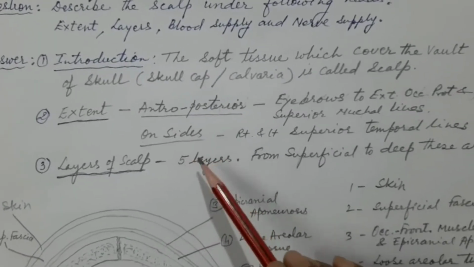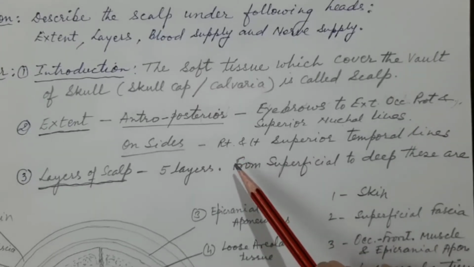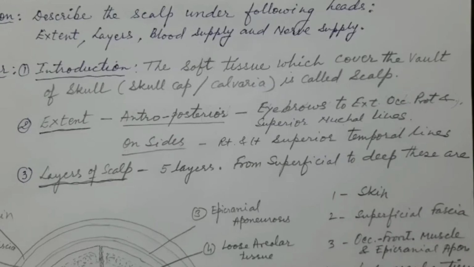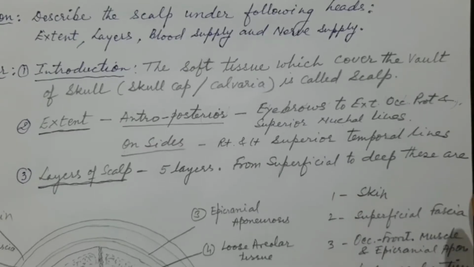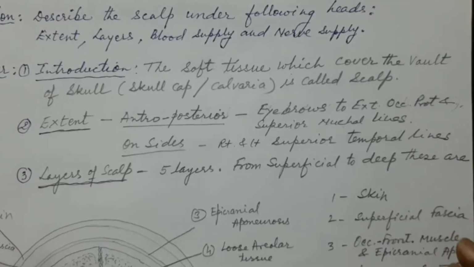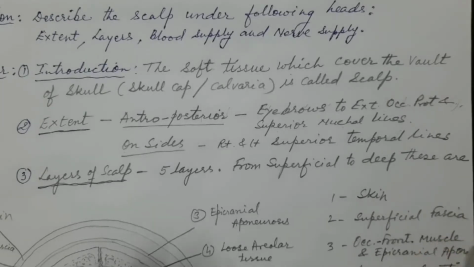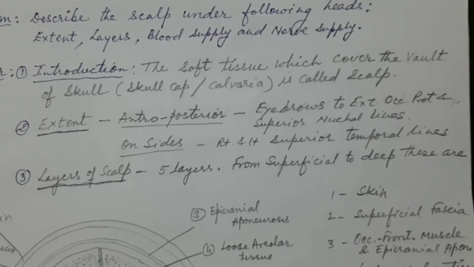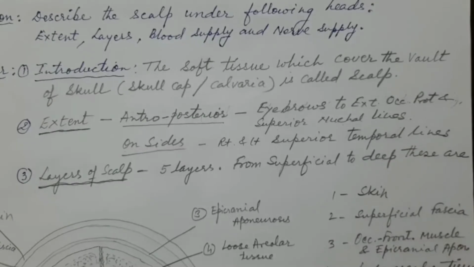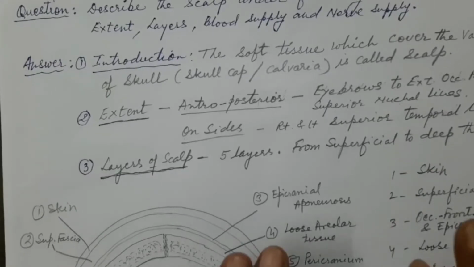On the sides, this soft tissue which covers the skull cap, calvaria or vault of the skull, on the right and left side is limited to the superior temporal line. Some books mention it also extending right up to the zygomatic arch on right and left side. But in the true sense, the scalp extends laterally only up to the superior temporal line, which I have shown you on the vault of the skull. So this is the extent.